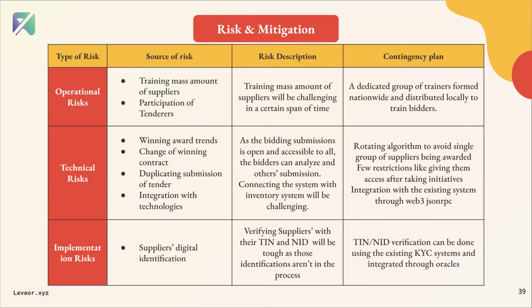While implementing OpenGovt, there are a few risks associated, such as training a mass amount of bidders and identifying duplicated tender submissions. For that, we have contingency plans: to operate local training centers, or to use a rotating algorithm to avoid a single group of suppliers being awarded repeatedly.